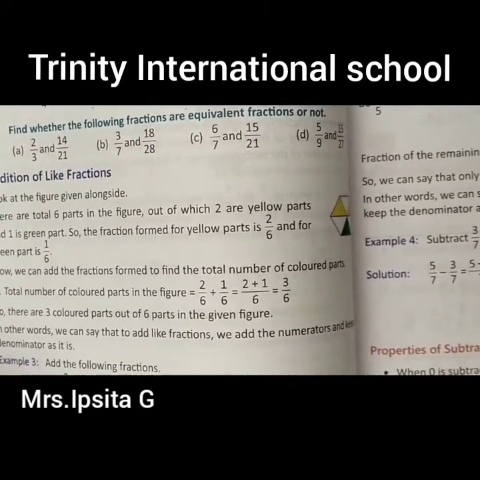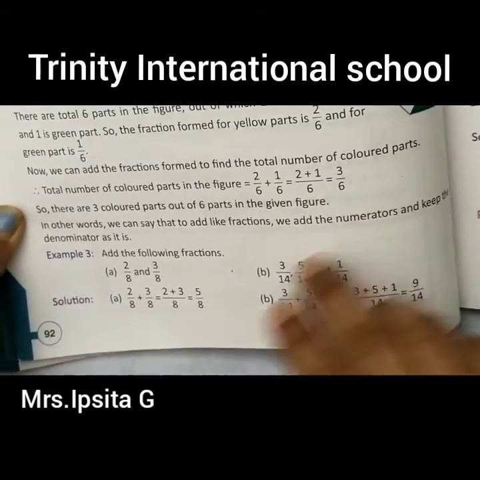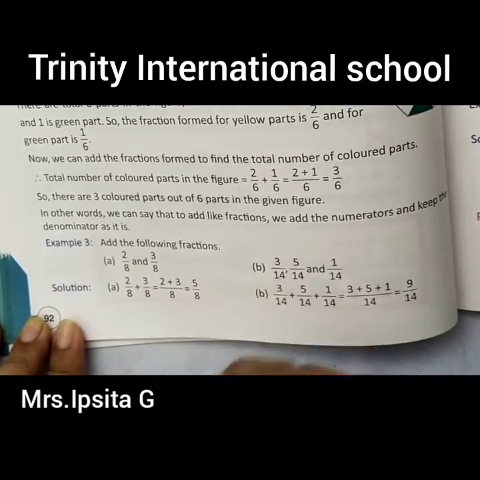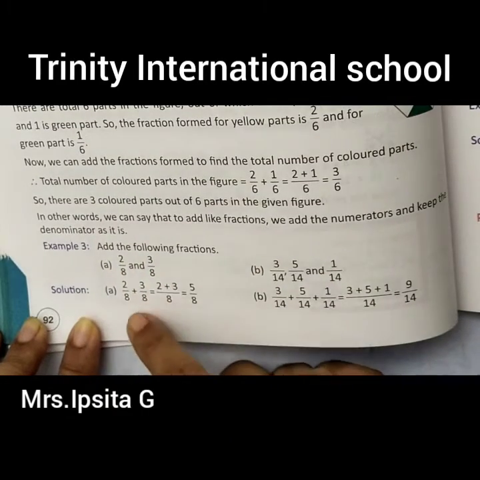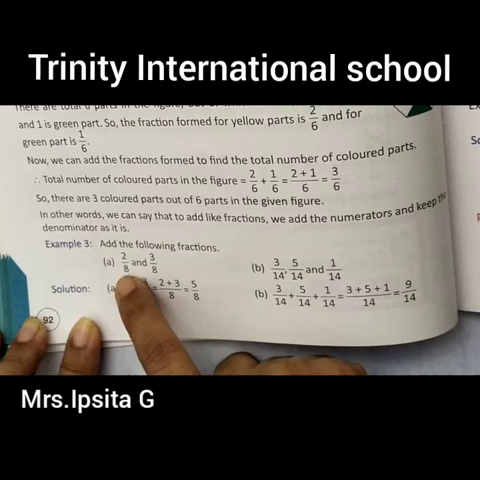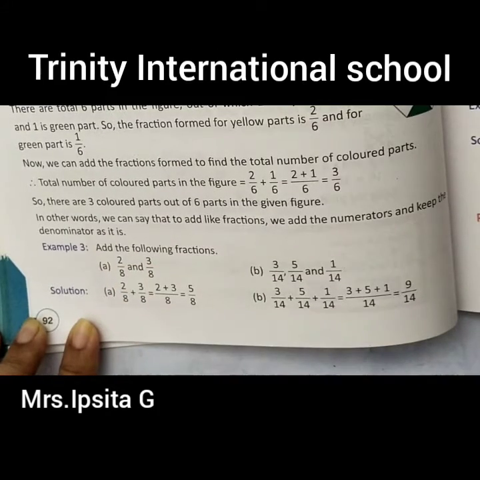Now in example 3 you have been given the numbers, that is addition of 2 upon 8 and 3 upon 8. So 2 upon 8 and 3 upon 8 में आप सबसे पहले क्या देखोगे, आपका डिनोमिनेटर सेम है, that means these two are like fraction. So you can easily add these two fractions.